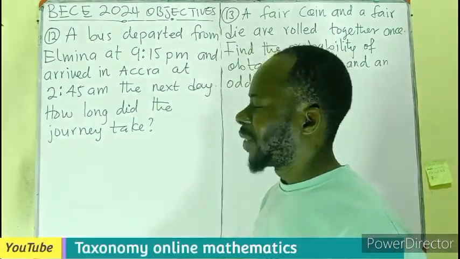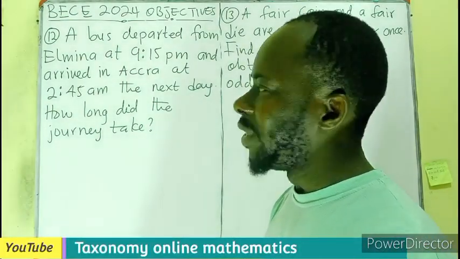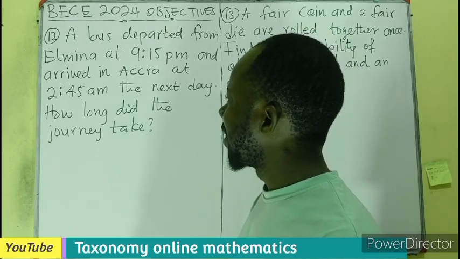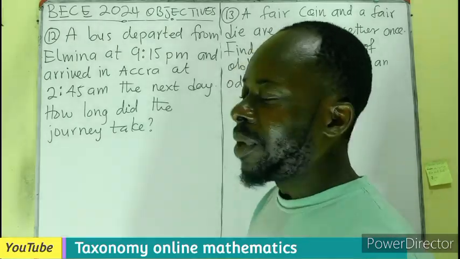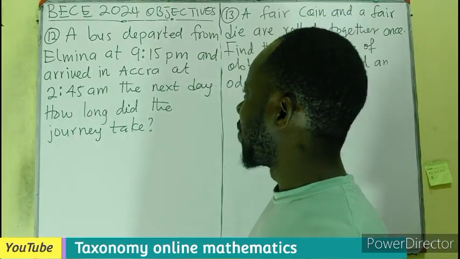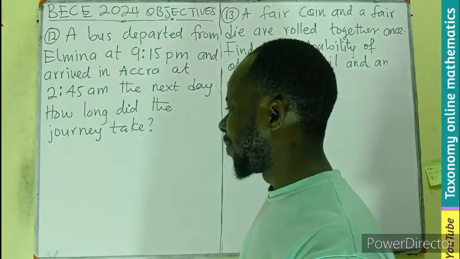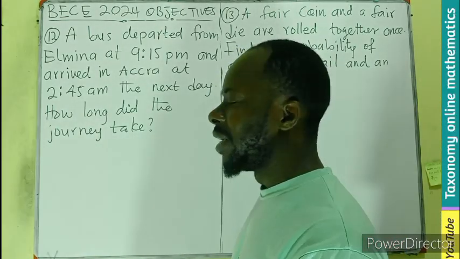Hello, welcome. Question 12, BECE 2024. A bus departed from Elmina at 9:15 p.m. and arrived in Accra at 2:45 a.m. the next day. How long did the journey take?